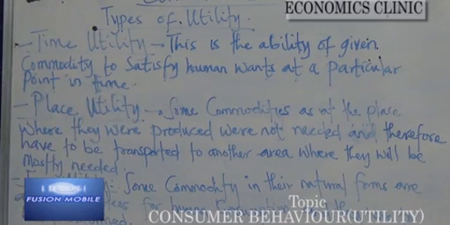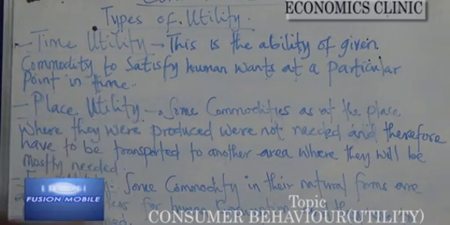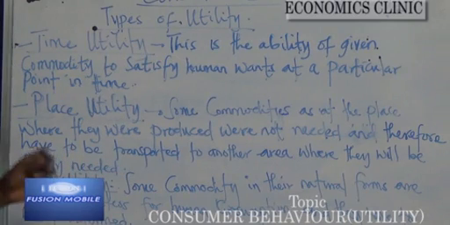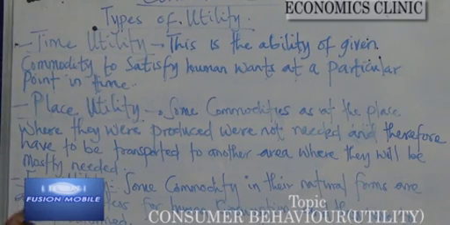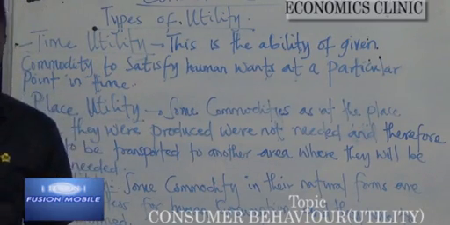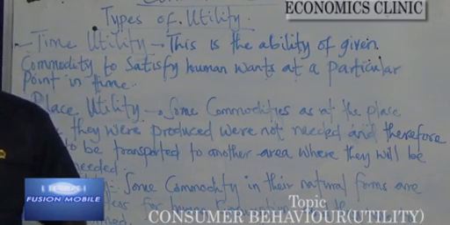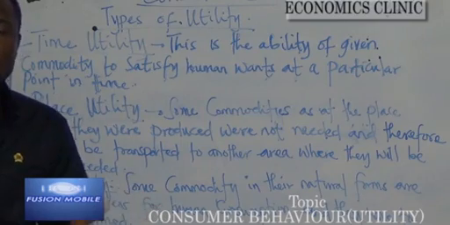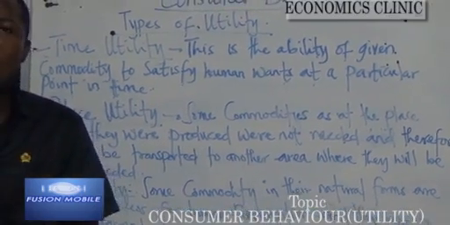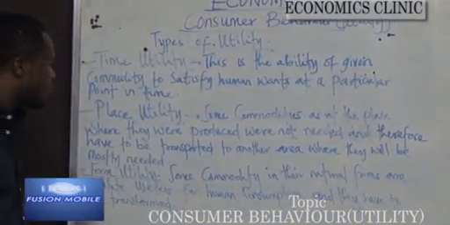Secondly, you have place utility. Some commodities at the point where they are produced are not needed, and therefore have to be transported to another area where they will be needed, or mostly needed. An example is a generator. A generator produced in China is not needed or might not be fully needed, but when it is brought to Nigeria, it is mostly needed. So the distance between the place where they are produced and the place where they are needed is referred to as place utility. The next one is form utility.